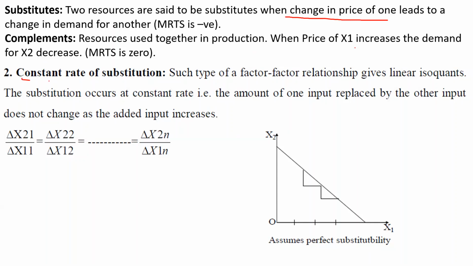The second type of relationship is factor-factor. We have constant rate of substitution. Such type of factor-factor relationship gives the linear isoquants. The substitution occurs at the constant rate. That is, amount of one input replaced by another input does not change as added input increases.